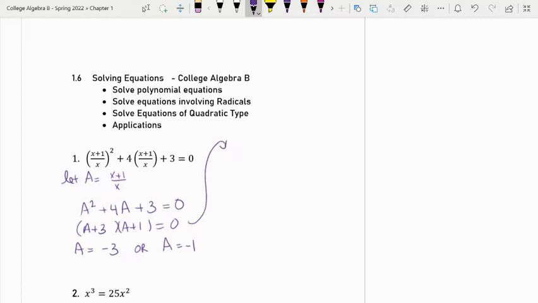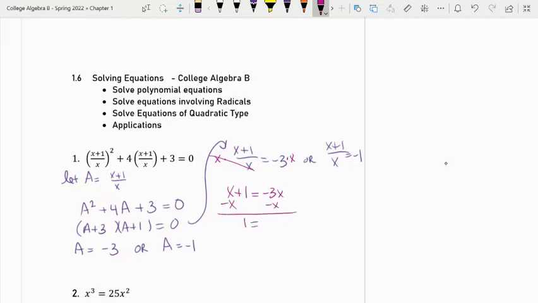Then substitute that a here again. So x plus 1 over x equals negative 3, or x plus 1 over x equals negative 1. Multiply both sides by x here to solve it. So that goes away, and I have x plus 1 equals negative 3x. Add 3x to both sides. Now let's move the 1x over, so subtract x on both sides. So 1 equals negative 4x, divide, so x is negative 1/4.